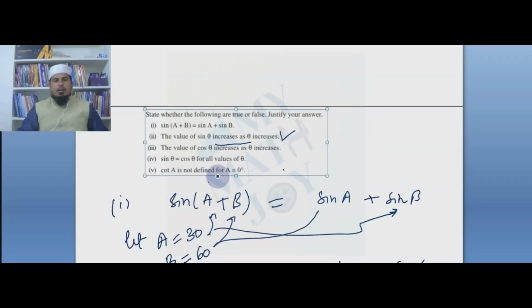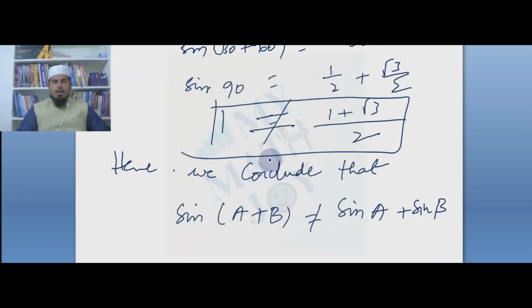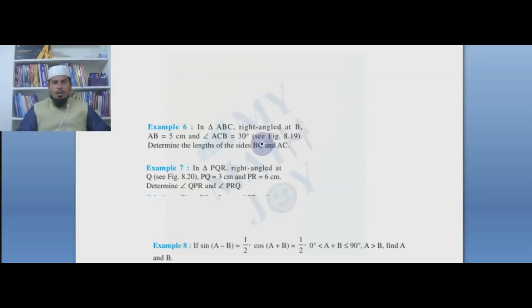Cot A is not defined for A equal to 0. Yes, cot A is not defined when the angle is 0. This is a correct statement. As we have seen, tan 90 is infinity, not defined, and cot 0 is also not defined. So in this way we got the true or false type solutions. Now let us proceed to see the different types of questions.